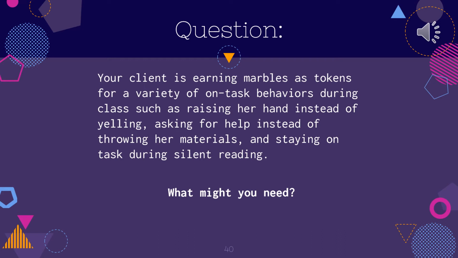Question. Let's look at another case study. Your client is earning marbles as tokens for a variety of on-task behaviors during class, such as raising her hand instead of yelling, asking for help instead of throwing her materials, and staying on task during silent reading time. On your homework sheet, fill in the question, what might you need? I'll now give you some time to get that question filled in.